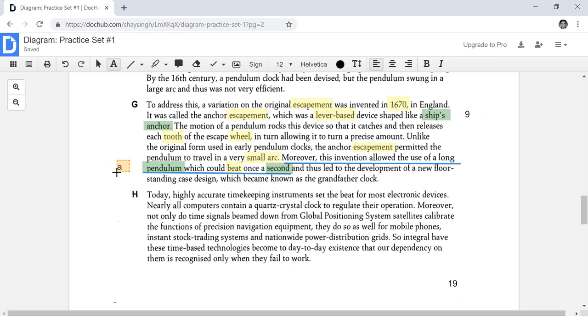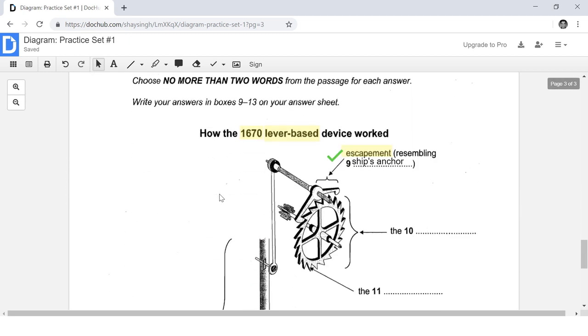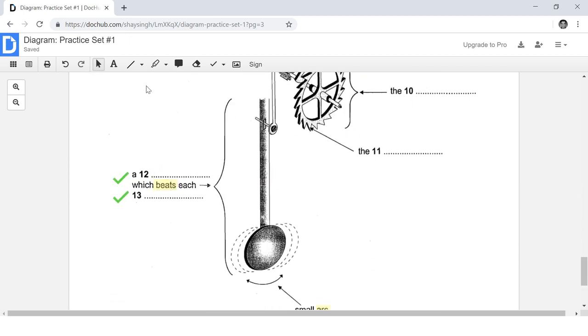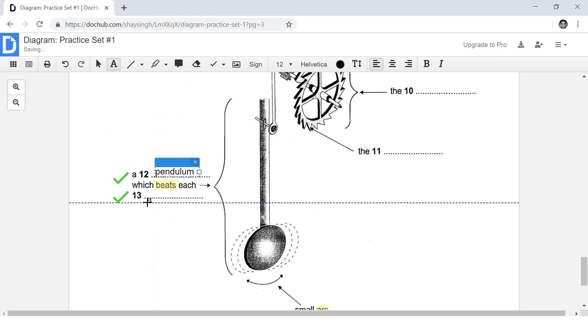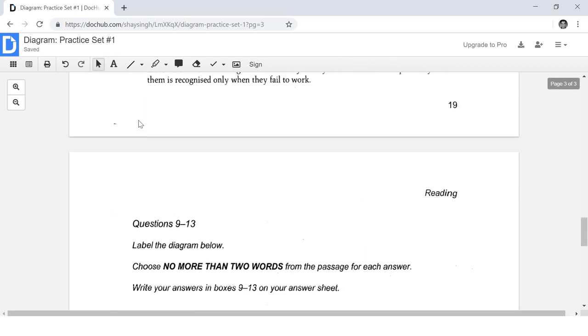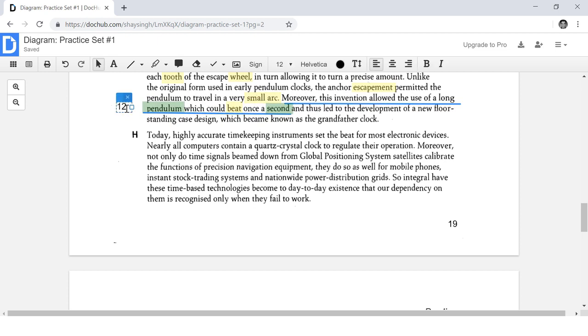Now I'm going to put number 12 next to this line since that is where I found the answer to question number 12. And I'm going to come down here and fill that in here. A long pendulum or just pendulum. They're both correct. A long pendulum which beats each second. So number 12 and number 13, also going to put that in there.